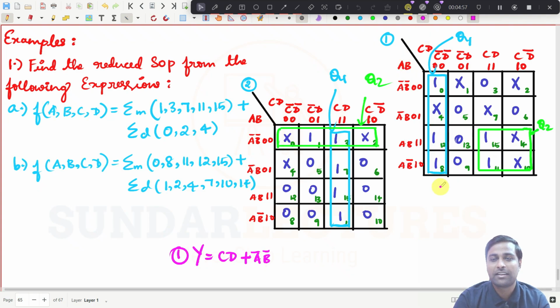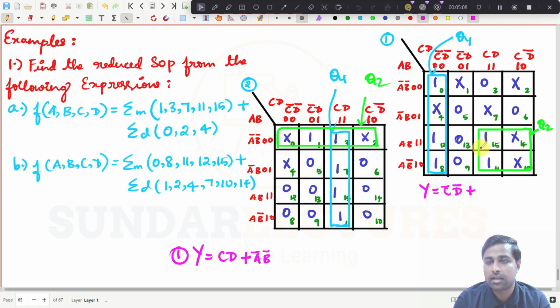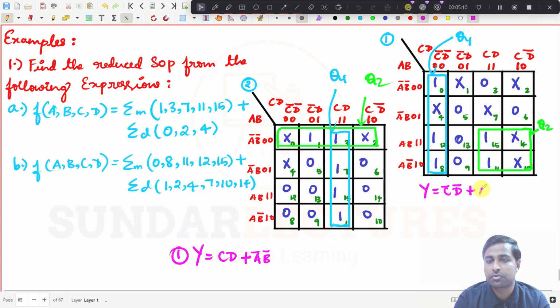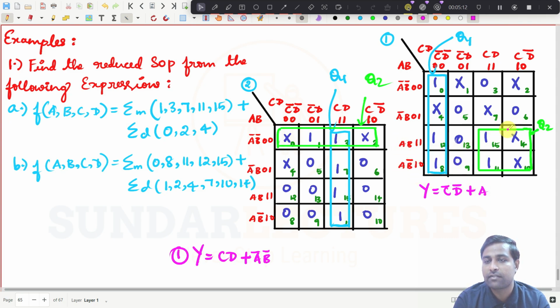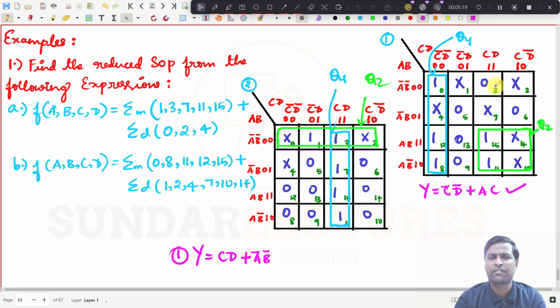So what is the final expression? Y can be written as this one. We can straight away write C bar D bar, plus, and for this one you have to see what is the common term in these two, that is A, and for these two cells the common term is C. That's all. We have completed, this is the final expression. Try to understand, right? So we have simplified these two expressions. This is for problem number 2.